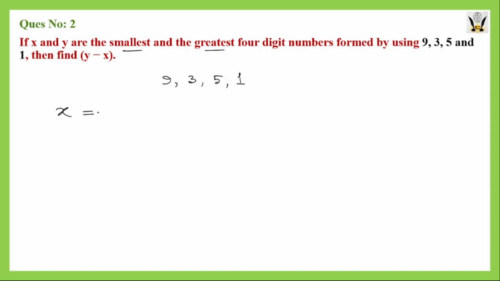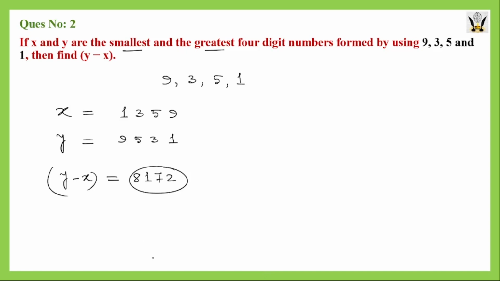X is the smallest and y is the greatest number formed by all these given digits. So now we need to evaluate y minus x. So if we complete this subtraction, then it will be 8172. So this will be our final answer.